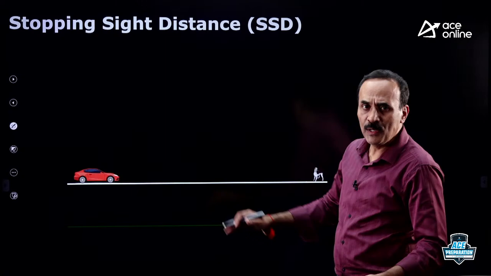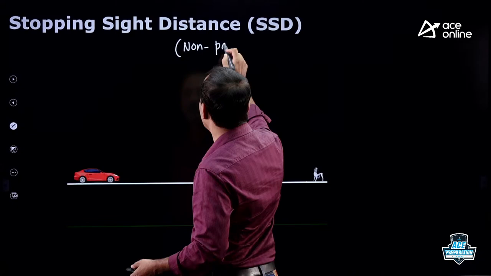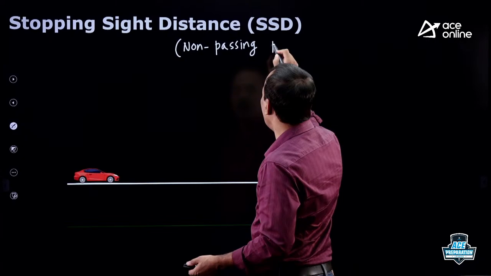Now, we'll first talk about stopping sight distance. Stopping sight distance means you need to stop the vehicle in an emergency. We also call it non-passing sight distance. You are not allowed to go ahead. Non-passing sight distance.